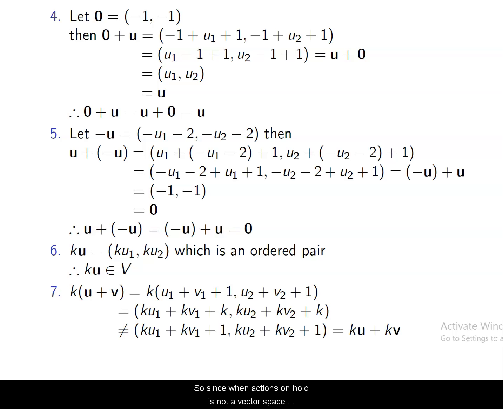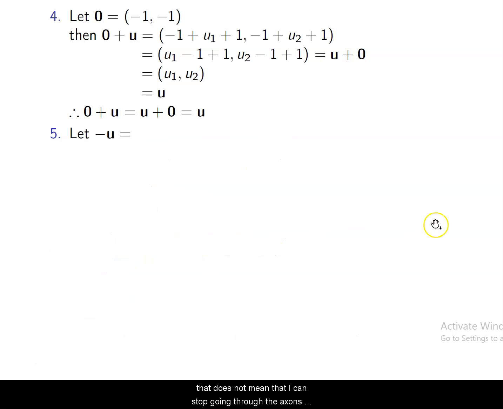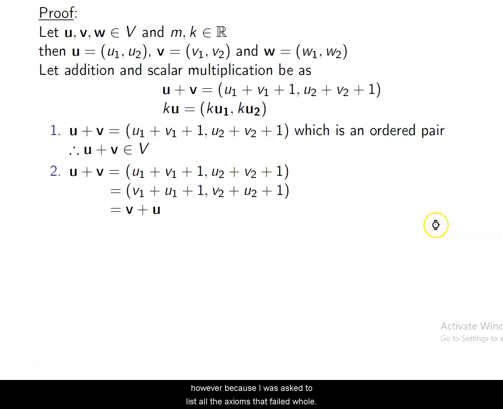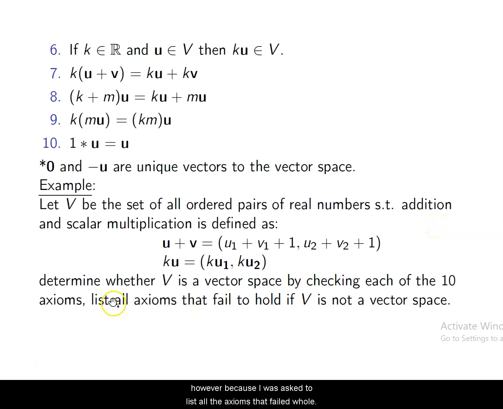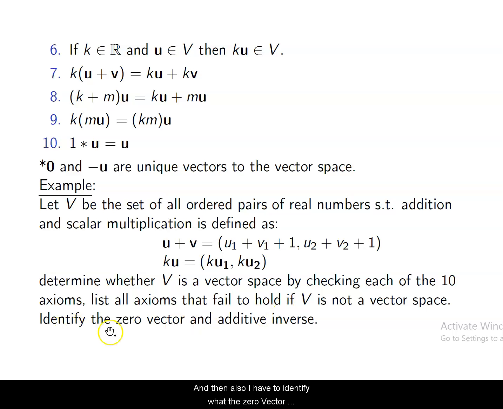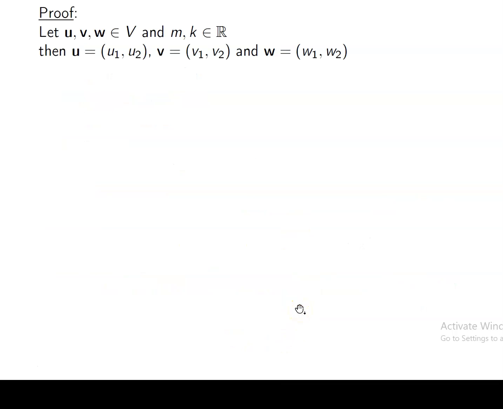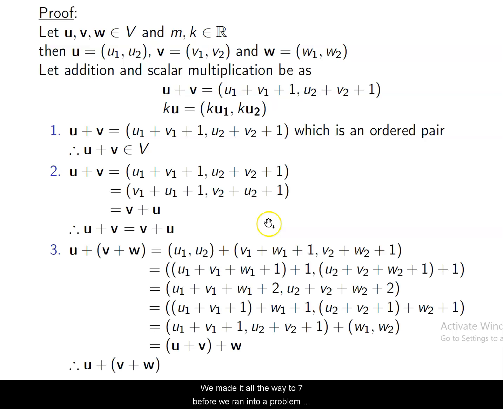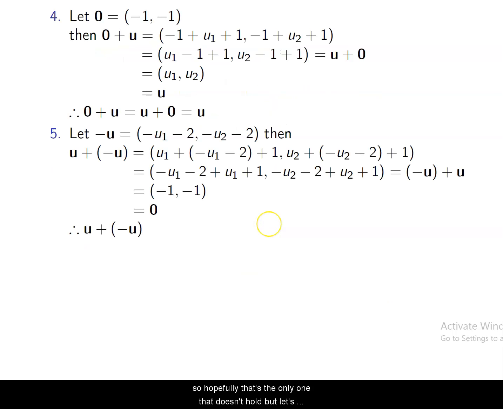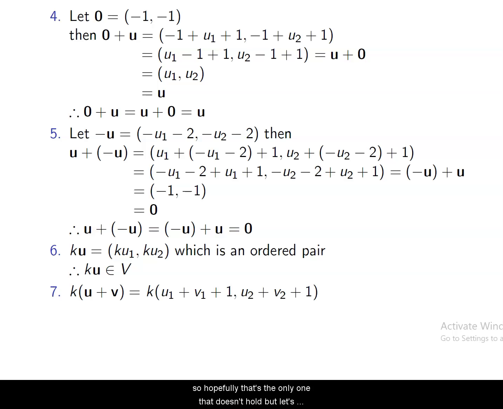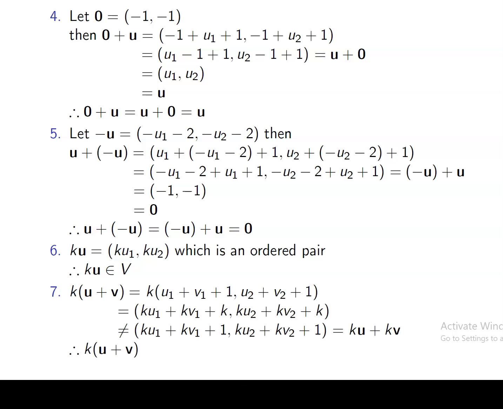So since when the axioms don't hold, it's not a vector space. That does not mean that I can stop going through the axioms, however, because I was asked to list all the axioms that fail to hold, okay? And then also I have to identify what the 0 vector looks like, which we've done, and what the additive inverse looks like, which we've done, okay? So we made it all the way to 7 before we ran into a problem. So hopefully that's the only one that doesn't hold, but let's see, maybe there's more, okay?